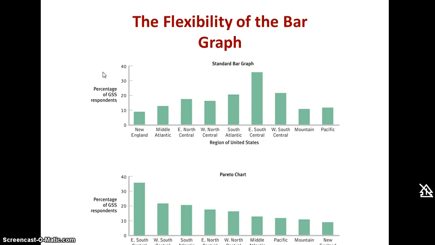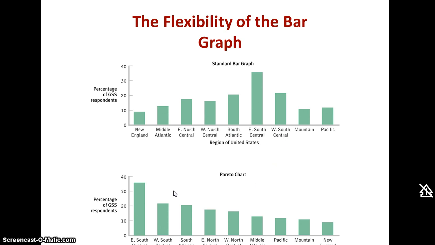So here's an example. We have this survey called the General Social Survey, and this is a standard bar graph that shows what region of the United States different people were from in this sample. And it's kind of hard, you can tell, is this bar higher or is it lower than the Middle Atlantic? If I compared Mountain and Middle Atlantic, how do those compare? It's kind of hard to tell, especially South Atlantic and West-South Central.